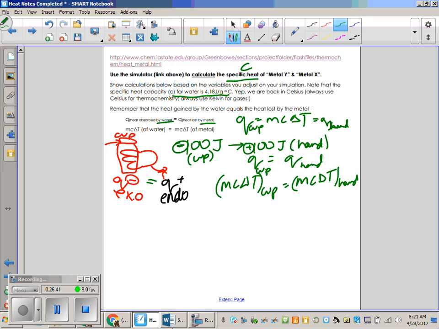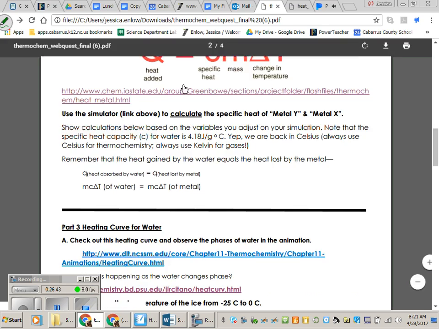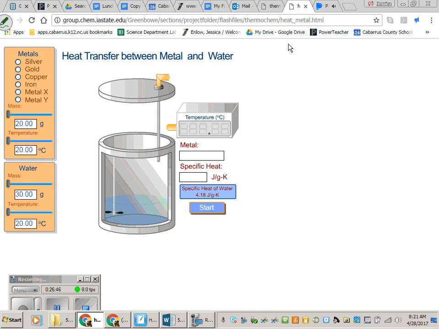Okie dokie. So back to my simulation. Here, let's choose a metal. I'm going to choose metal X, and I'm going to call it 20 grams of metal X. And I'm going to start it off at 20 degrees C because that's what it kind of indicates to me. Now, my water, I'm going to keep at 30 grams. So I've got a lot of givens already. I'm keeping the default simulation data.